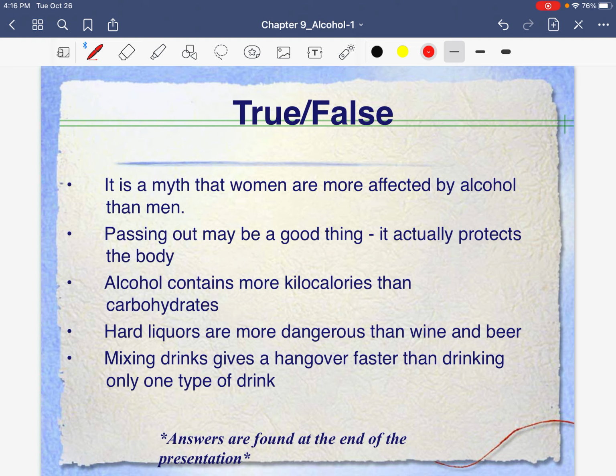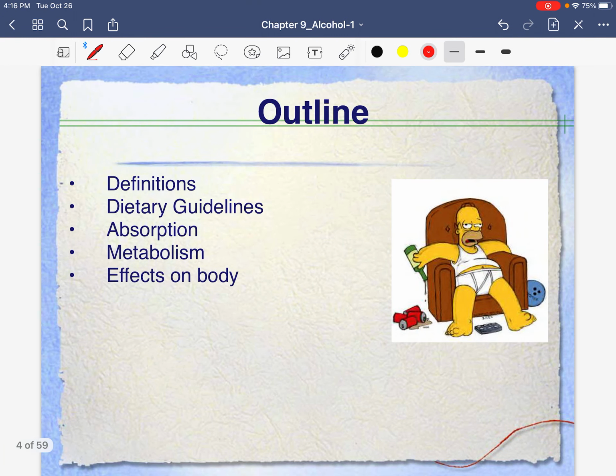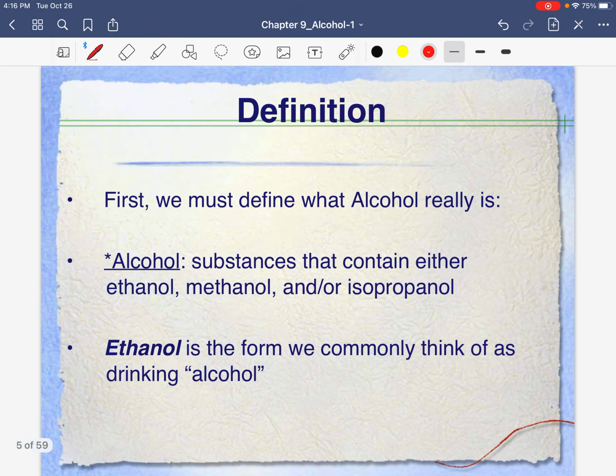Are hard liquors more dangerous than wine and beer? And is it true that mixing drinks, liquor and wine or beer, will give you a worse hangover or a hangover faster? All right, to be continued. Here's our outline. Off we go, folks.